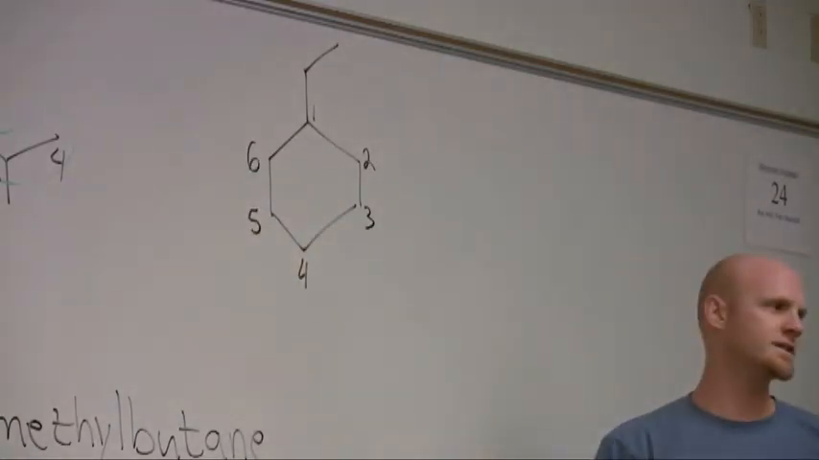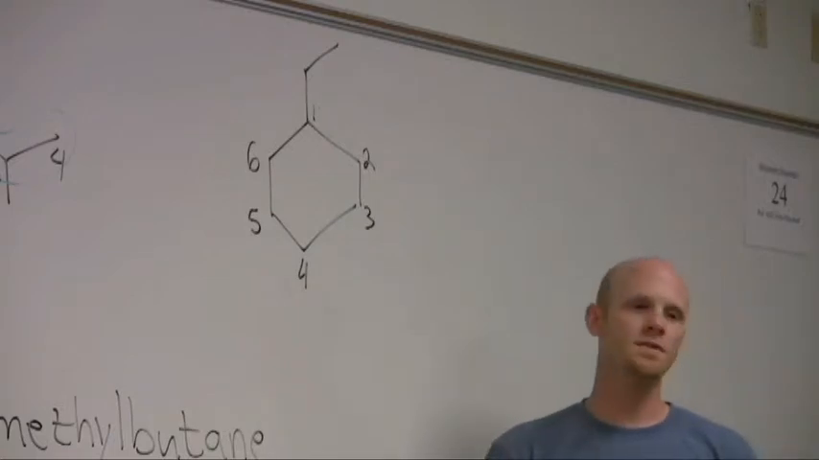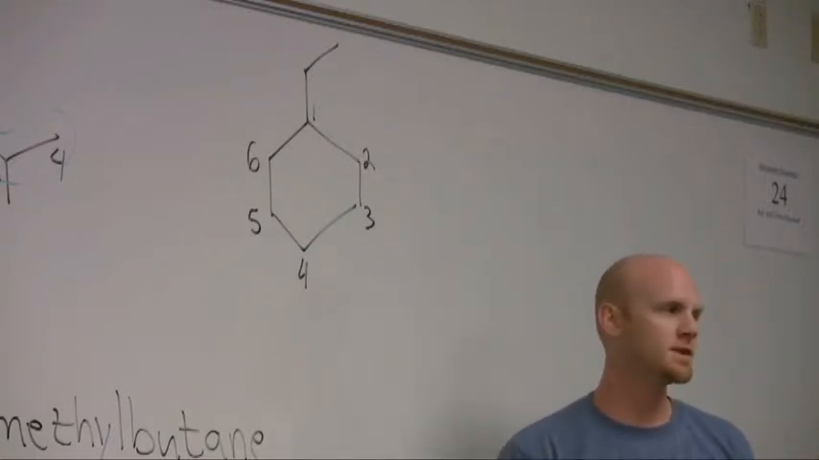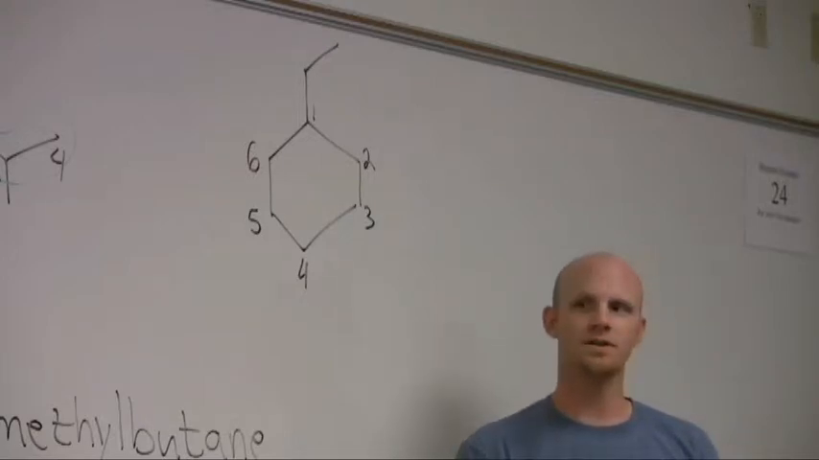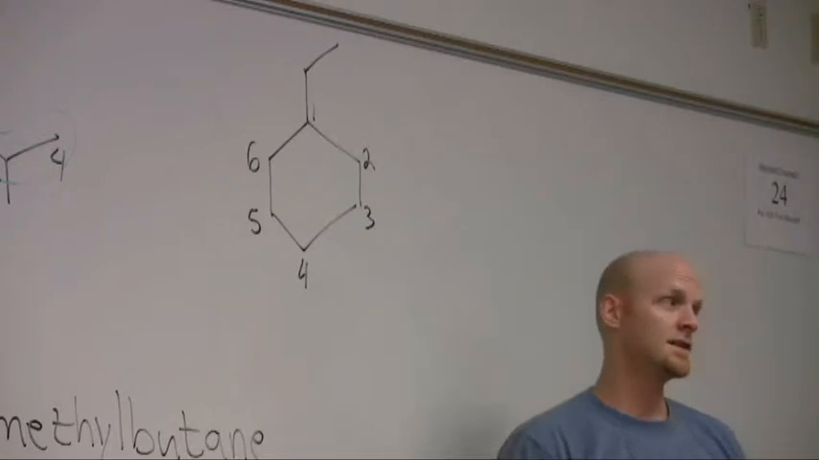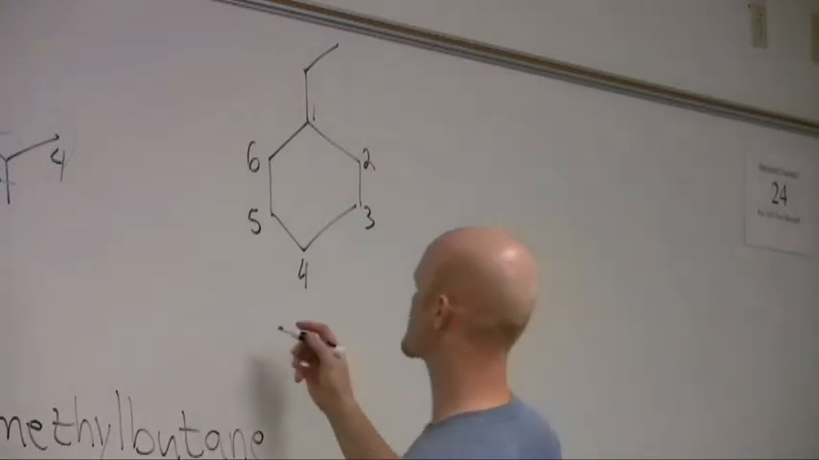So how am I going to name this? You might think 1-ethyl cyclohexane, but with only one substituent on there, it has to be at number 1. It's a foregone conclusion. And so we actually don't include the 1 as part of the name. In fact, if you do put the 1 on there, it's wrong. So it's just ethyl cyclohexane in this case.